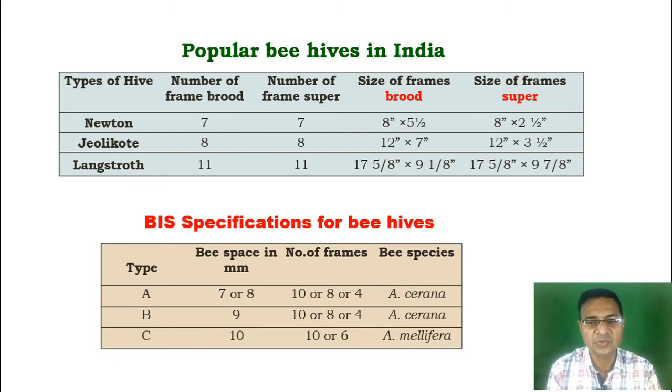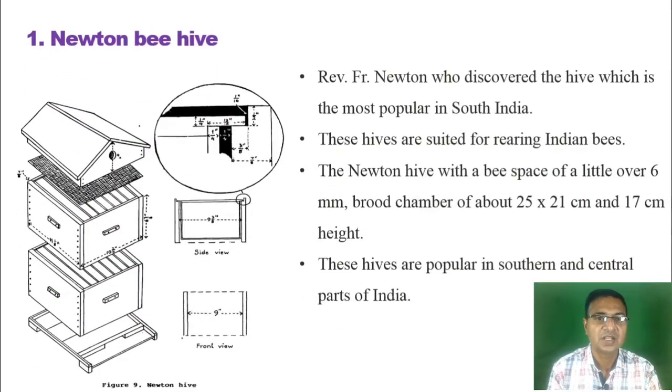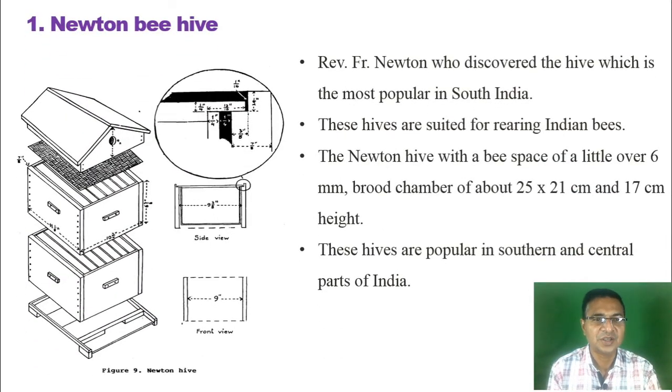The frame numbers also vary, 4 to 10, while in the case of Apis mellifera, 6 to 10 frames are present, especially in type C. After that, first is the Newton beehive.